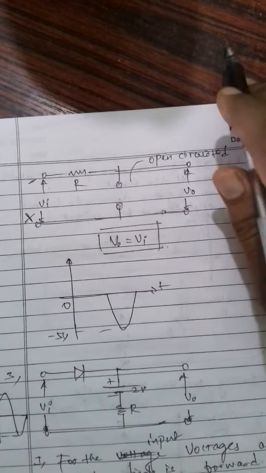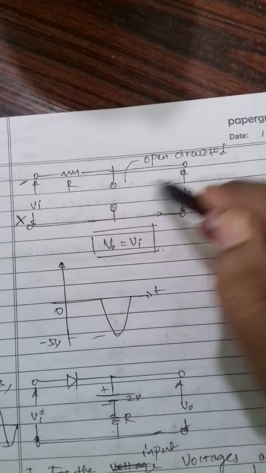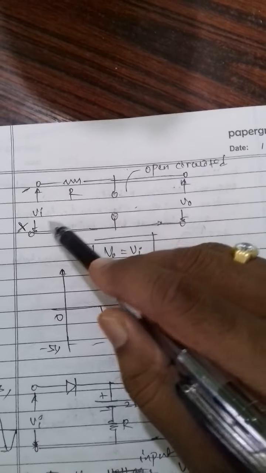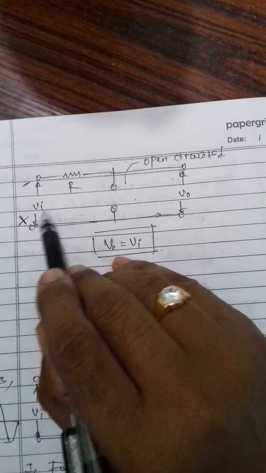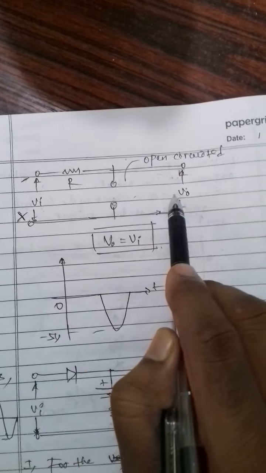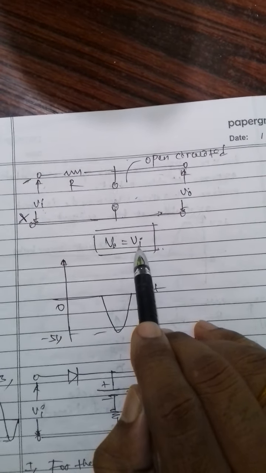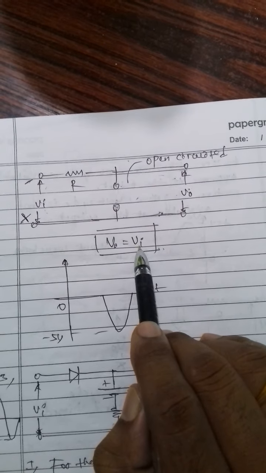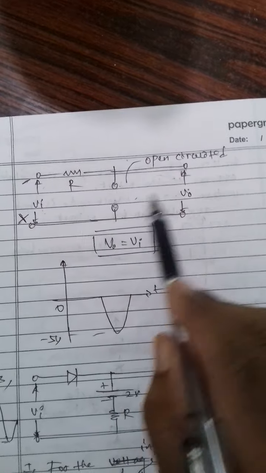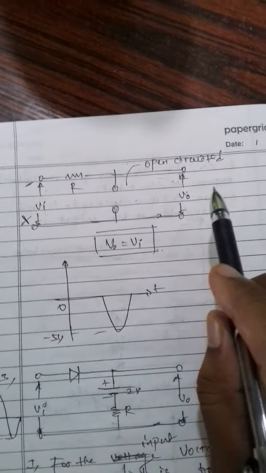And this parallel branch, which is between the input voltage and the output voltage, is open circuited. Then this input voltage appears at the outputs. The input voltage totally appears at the outputs, because the output voltage is equal to the input voltage. This parallel branch itself is open circuited, then the output voltage is equal to the input voltage.